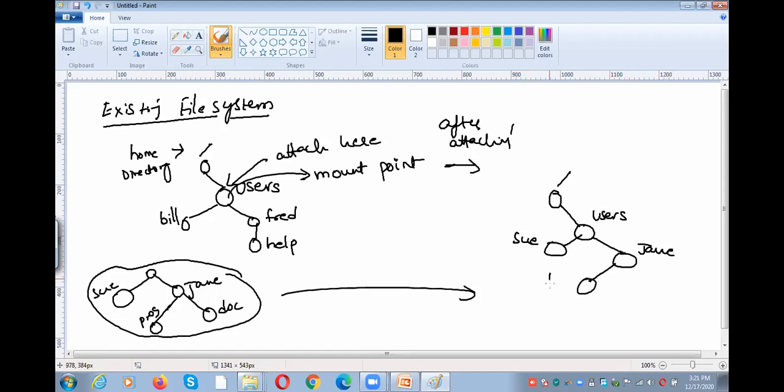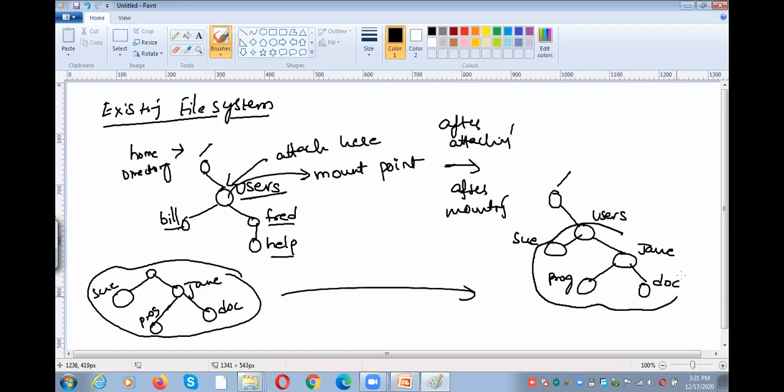Under Jane, what will be the subdirectories? Frog and dog. If you observe here, earlier under users we had Bill, Fred. Under Fred we had help. Now after attaching and after mounting, under users we have Sue, Jane, frog, and dog. If you want to detach, even you can detach. If you detach from this particular portion, automatically it will look like this. That is the thing.